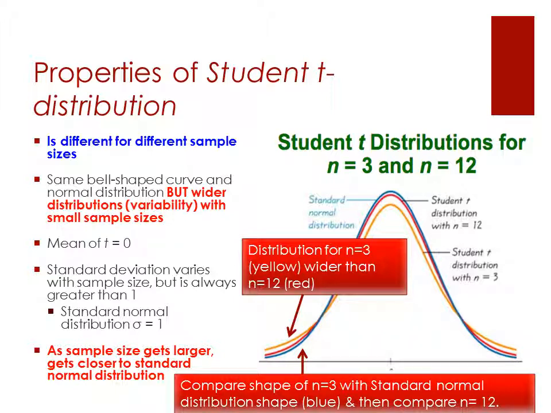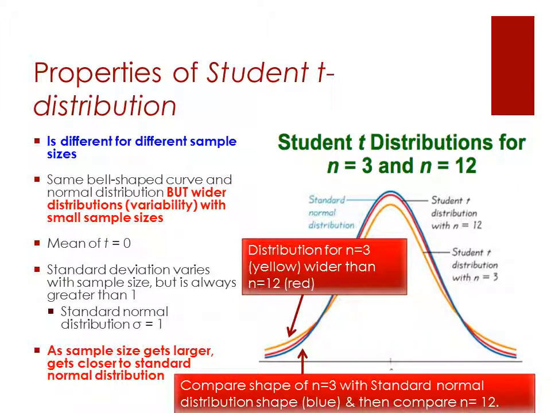So as the sample size gets larger, this gets closer to a standard normal distribution. Again, you can see here comparing the n of 3 with the standard normal distribution that's shown in the blue. And we notice as the n gets larger, for example, the n of 12 and the red line is closer to the standard normal distribution shape than the n of 3.